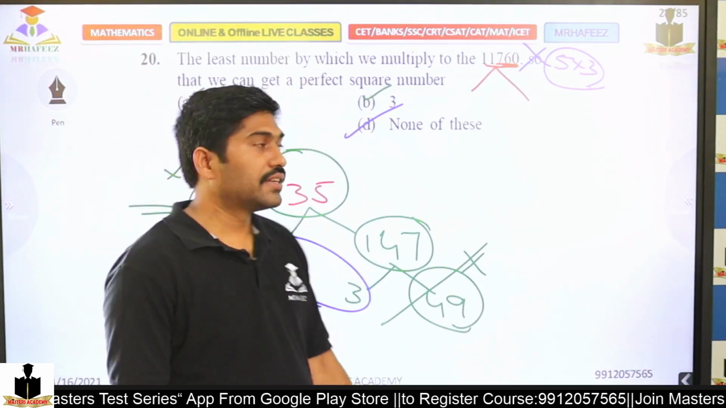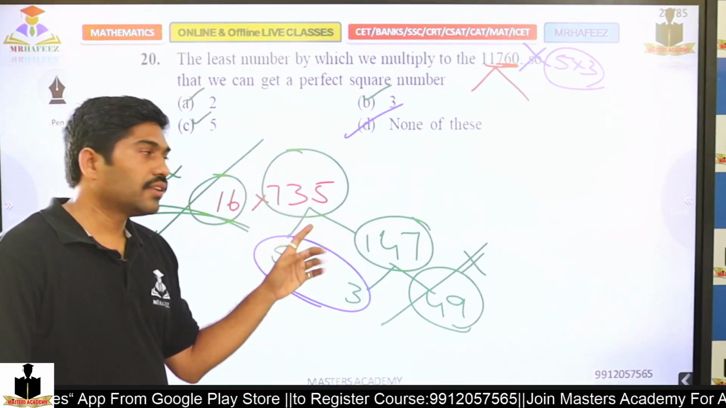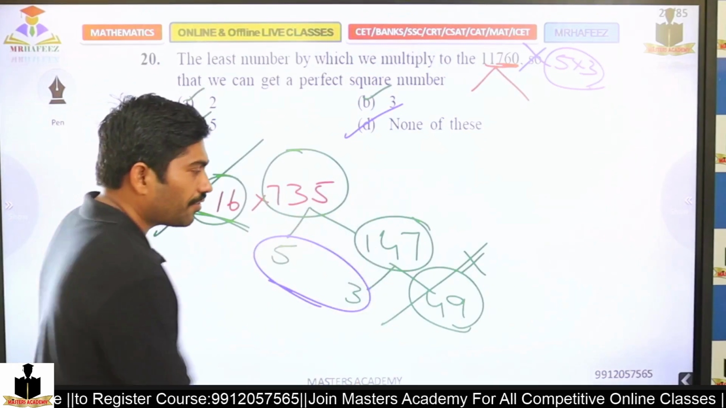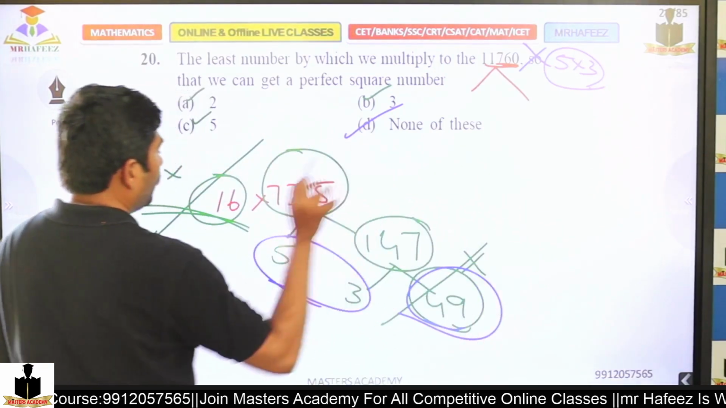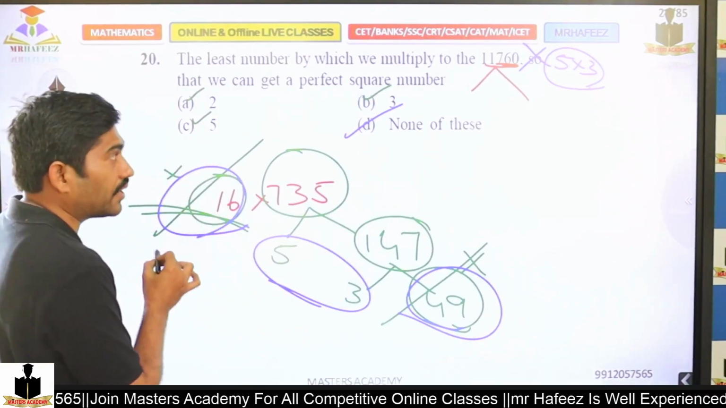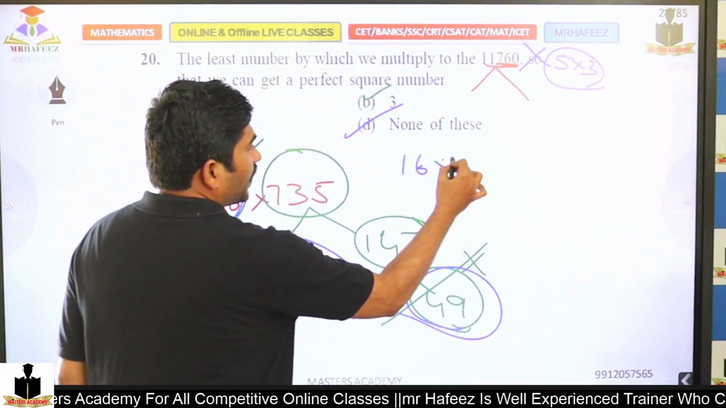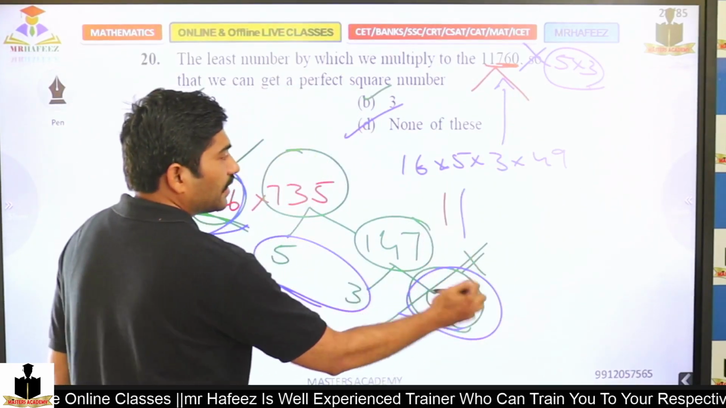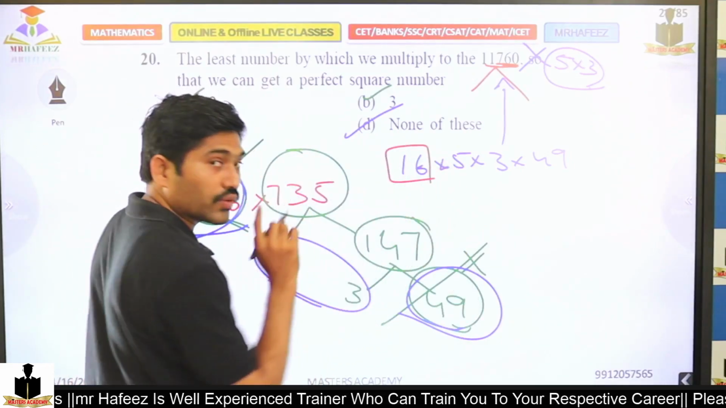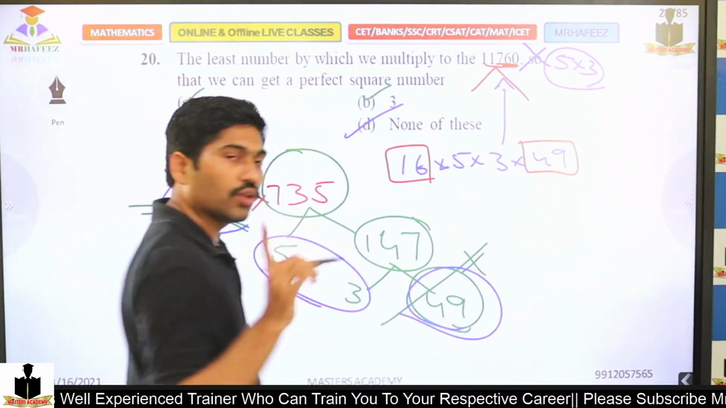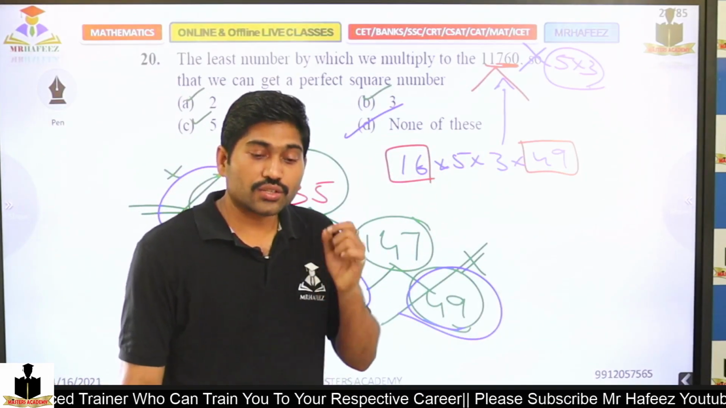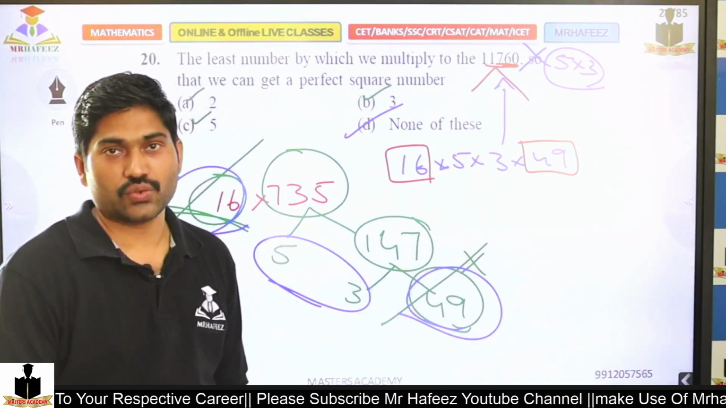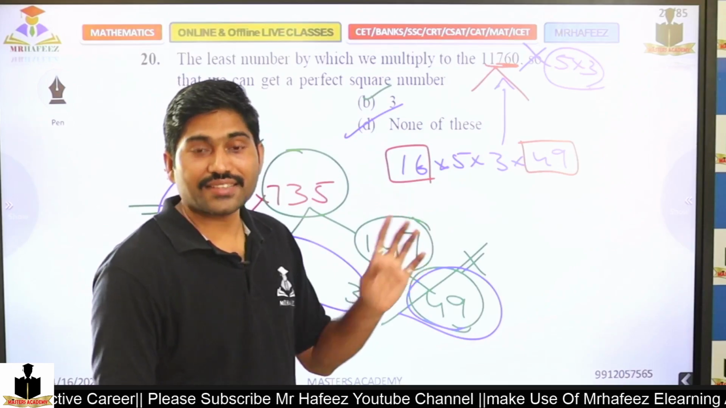It's very simple. 16 times 735, then 735 is again split: 5 times 147 and 3 times 49. 49 is a perfect square, leave that. 16 is a perfect square, leave that. The number is 16 times 5 times 3 times 49. 5 times 3 is not a perfect square, so I need one more 5 and one more 3 to get a perfect square. So I should multiply with 15, not just 5, not just 3.